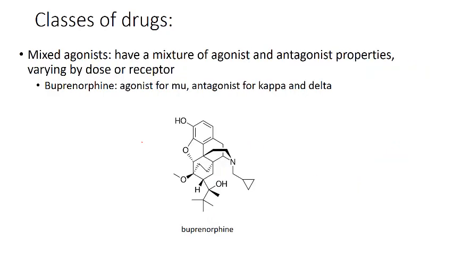The next class are mixed agonists, which have a mixture of both agonist and antagonist properties, which vary by dose or by receptor. Buprenorphine is also an example of a mixed agonist because it is an agonist for the mu receptor, but an antagonist for the kappa and delta receptors.